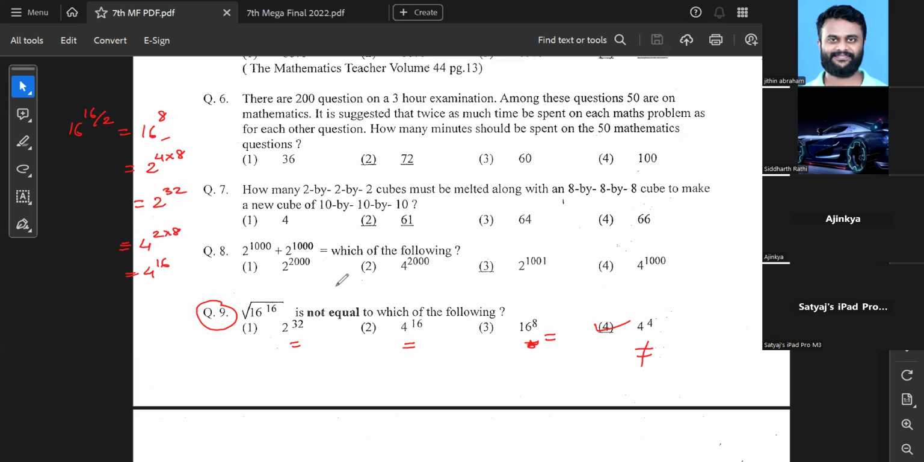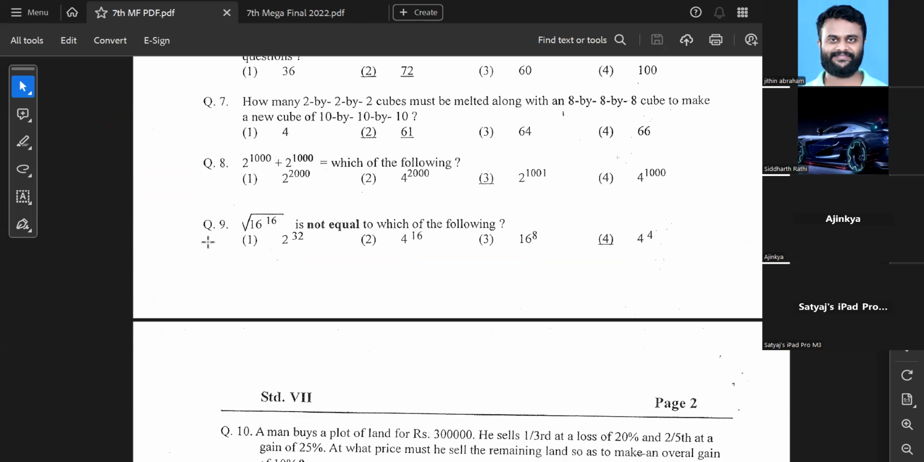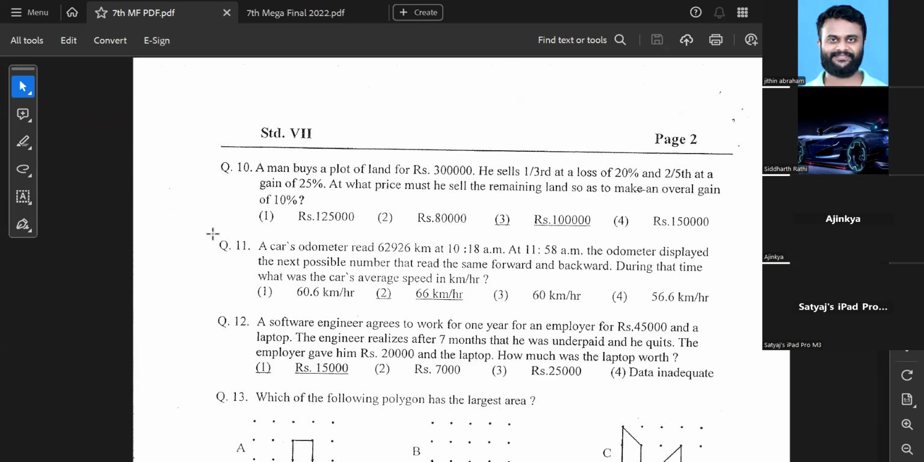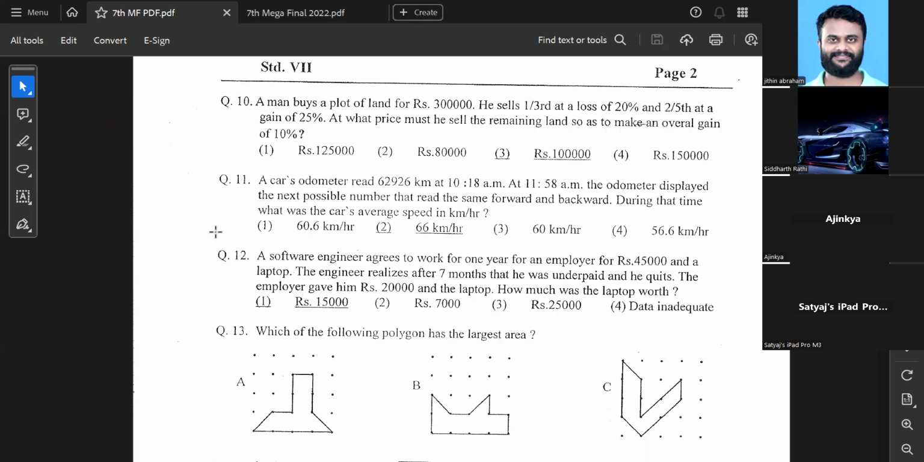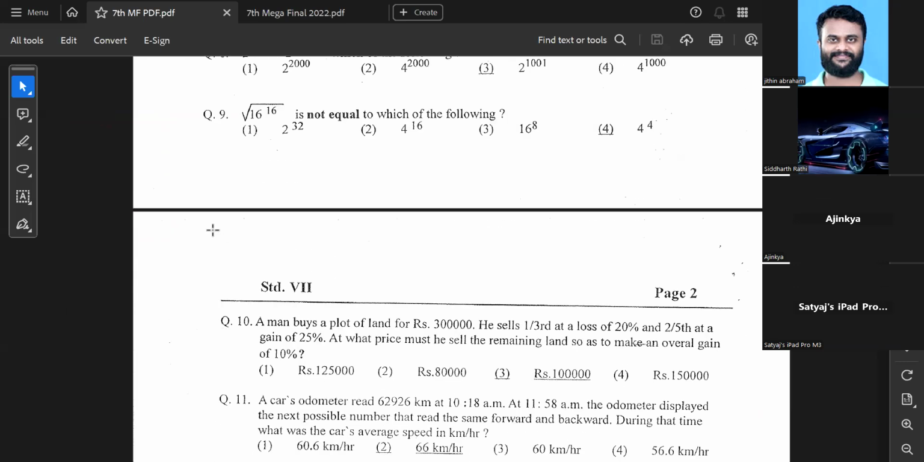Understood, sir. Sir, after the answer came 4 raised to 16, how did you make it as 4 raised to 4? My dear child, the answer is 4 raised to 4. It's not 4 raised to 16. Because all these values are equal to what you have in the question. This value is not equal to what you have in the question. Hence, that is your answer.